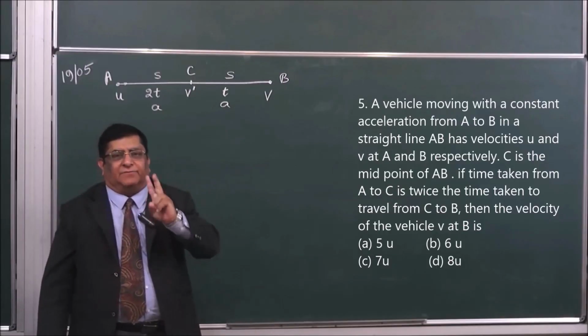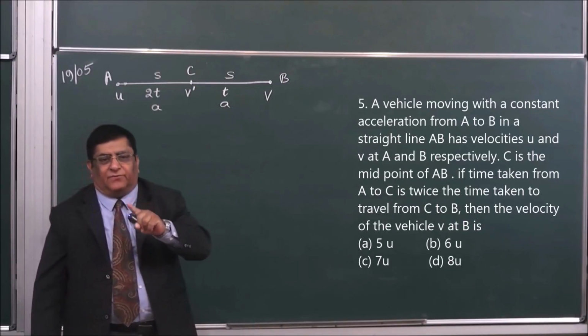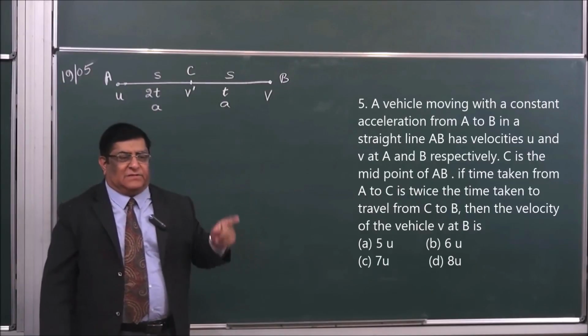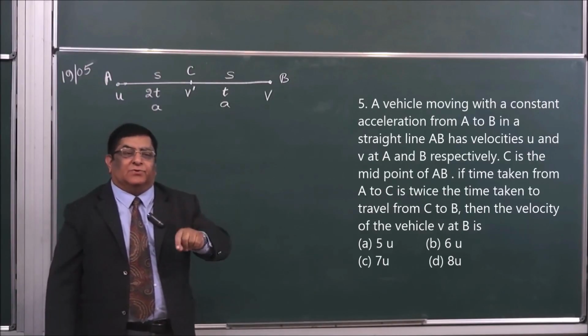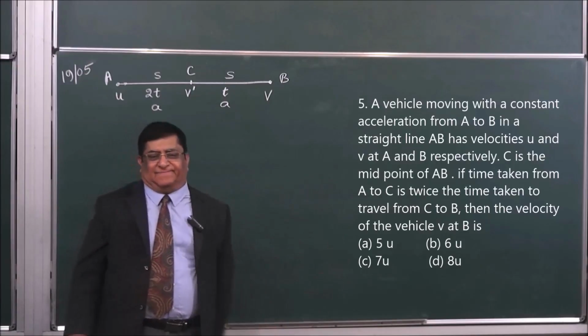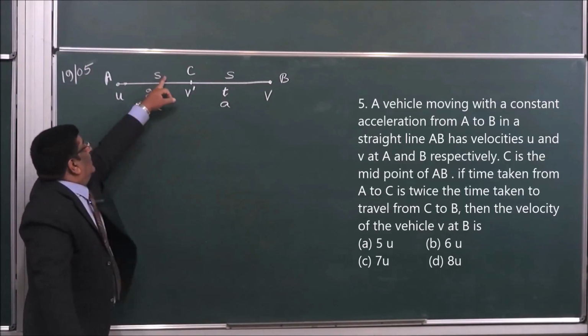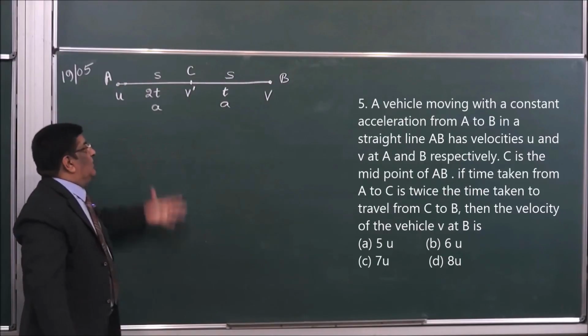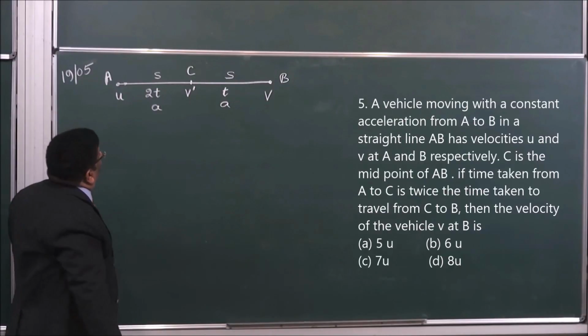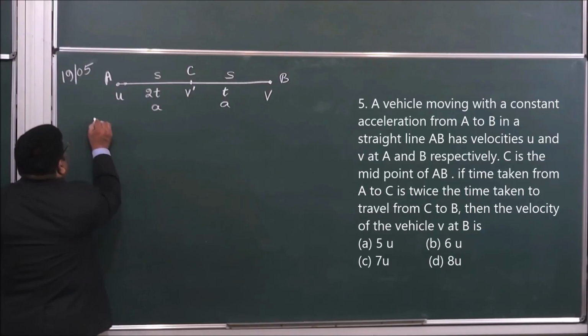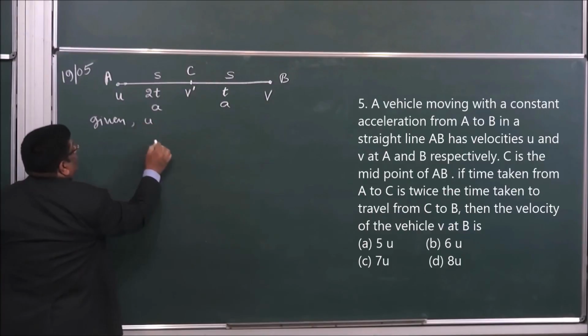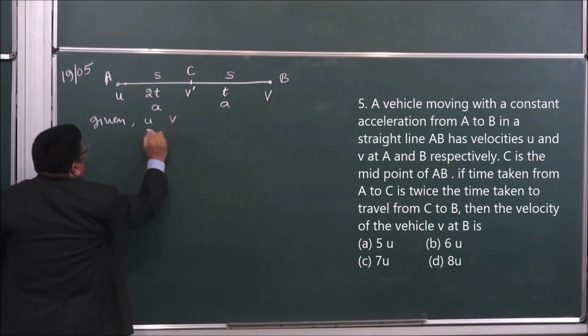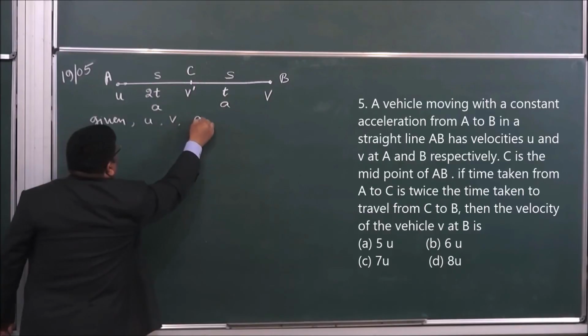To find out velocity, we have 2 equations. Number 1, v is equal to u plus at. The second equation is v square is equal to u square plus 2as. Here, both are given to us. We will use both the formulas, but we have to find the answer in the given terms. What are the given terms? The given terms are initial velocity u, final velocity v, and uniform acceleration a.